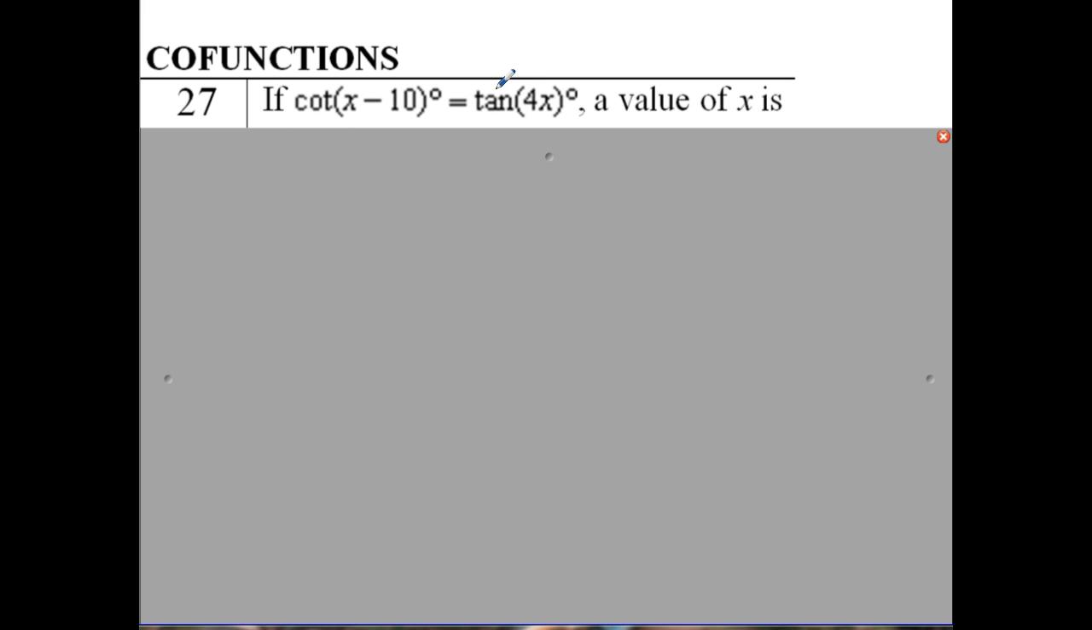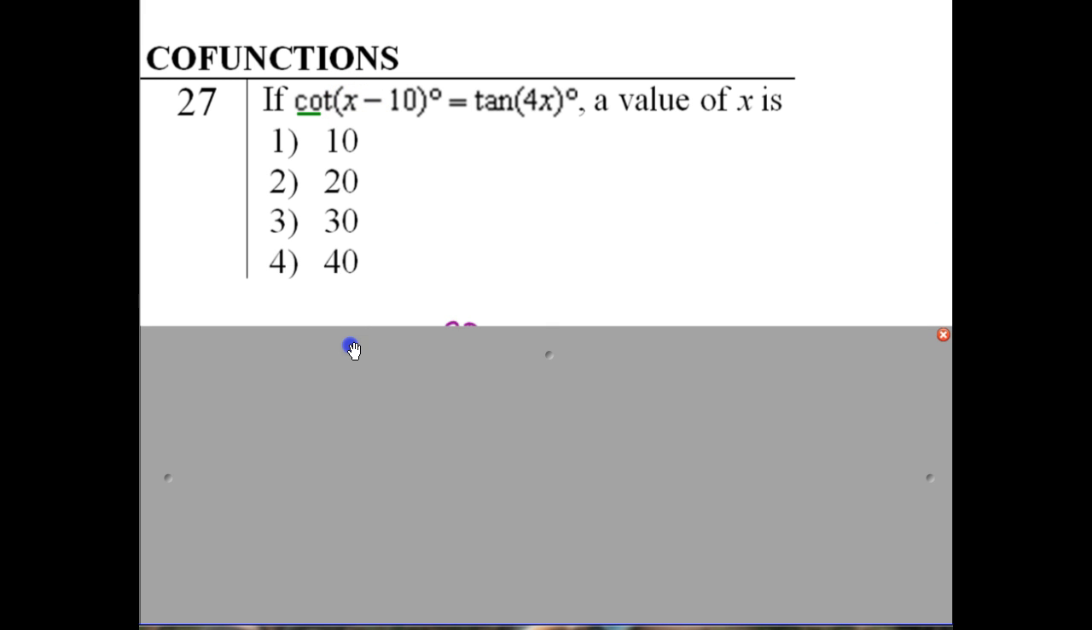Our next question involves cofunctions. If you remember, there's pairs of trig functions that have prefix co, like cotangent and tangent, cosecant and secant, cosine and sine. In this case, we've paired up cotangent with tangent. Cofunctions, if you remember, co is like complementary. Their angles are complementary. In other words, they add up to 90 degrees. So again, these are your choices.